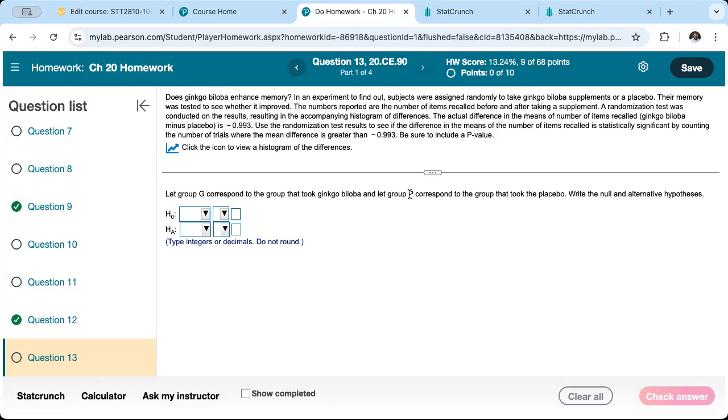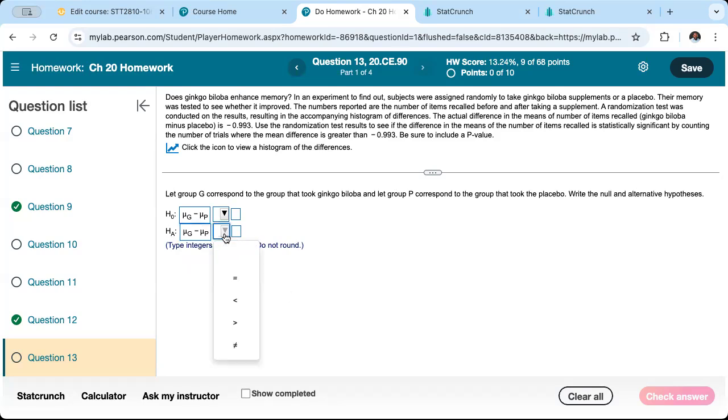So what do you think? We are told that G is for Ginkgo biloba and P is for placebo. What were they trying to do? They were trying to verify if this Ginkgo stuff enhances memory. So, they used the Ginkgo biloba and then the placebo. So here would definitely be G minus P. Here would also be G minus P. Are we all good on that?